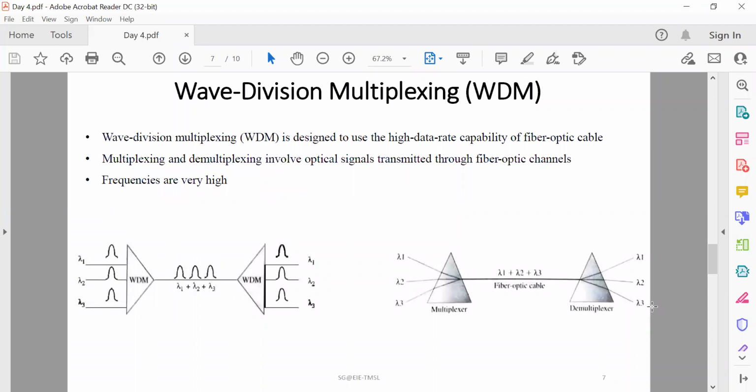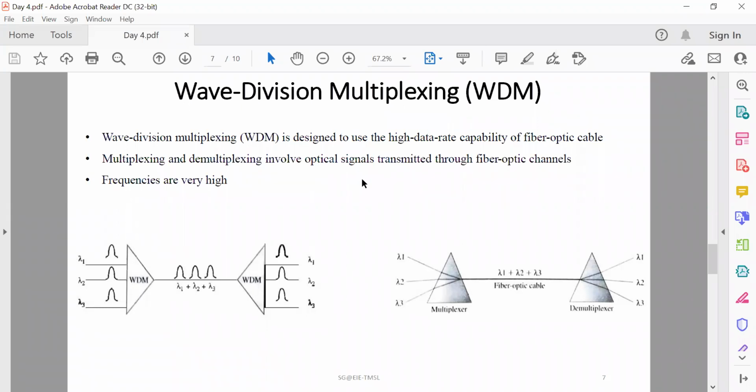Now coming to the next one, which is wave division multiplexing. It is actually designed to use the high data rate capability of fiber optic cable. The optical fiber data rate is higher than the data rate of metallic transmission cable. So using a fiber optic cable for one single line wastes the available bandwidth. So multiplexing allows us to combine these several lines into one.